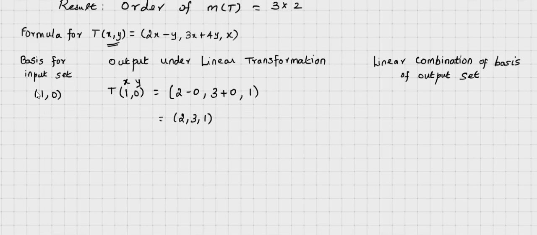Now I have to write this 2, 3, 1 as a linear combination of the basis of the output set. What is the basis of the output set? This is 1, 0, 0 and 0, 1, 0 and 0, 0, 1. So I have to just sum it up. Now we have to find out the coefficient for each and every element of the basis.